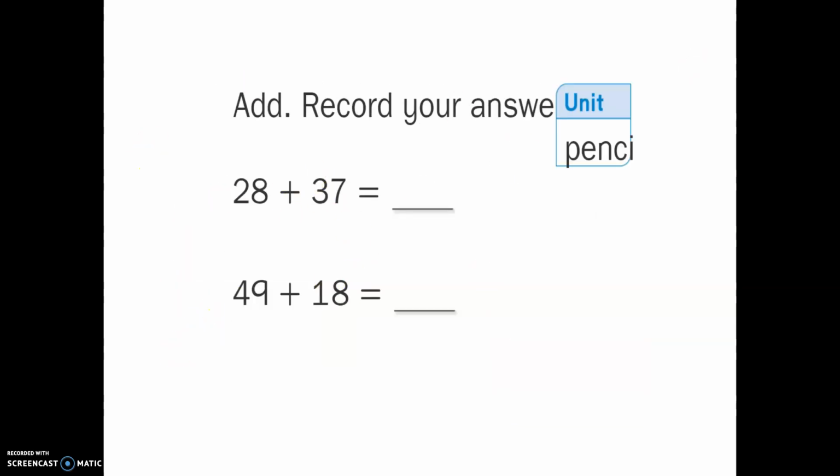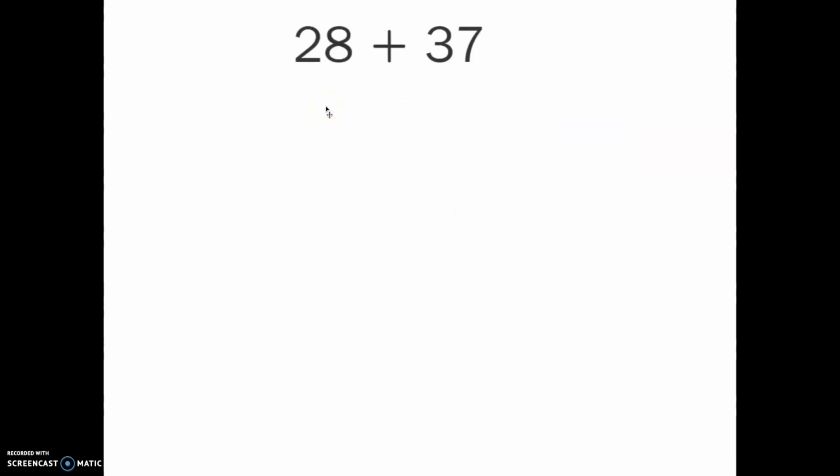So here's what we're going to work on. We're going to work on ways that you think that you could get 28 plus 37 and 49 plus 18. So there's lots of different ways you could think about this. And there's not just one right way. There's lots of different ways that you can go about getting an answer to a problem. So I'm just going to talk about one.